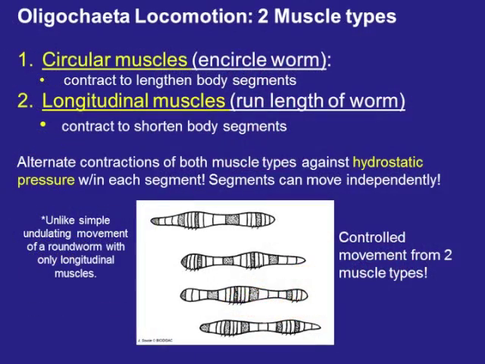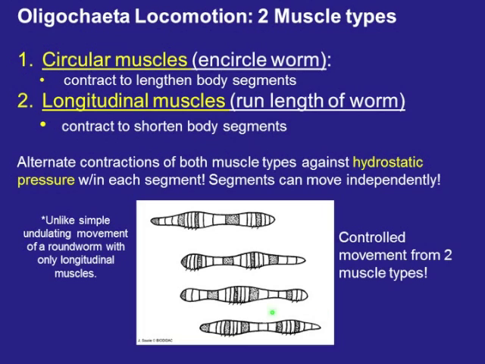Now let's discuss oligochaete locomotion. The first thing to note is they have two muscle types. It's not undulatory like we've seen in other worms, like roundworms. They use extension, anchoring, and contraction by alternating contractions of circular and longitudinal muscles against a hydrostatic pressure of the coelom within each segment. The antagonistic movement of these two muscles provides greater control.